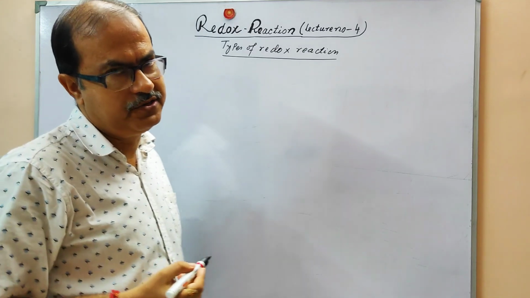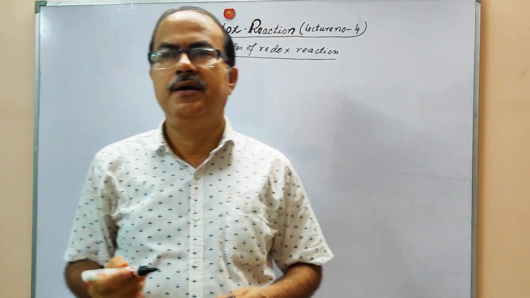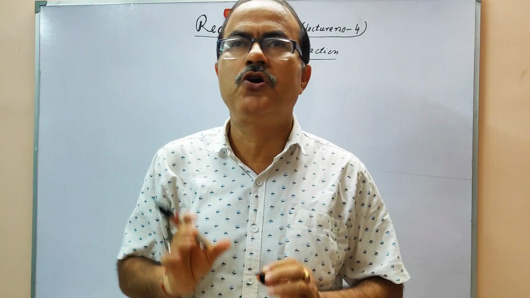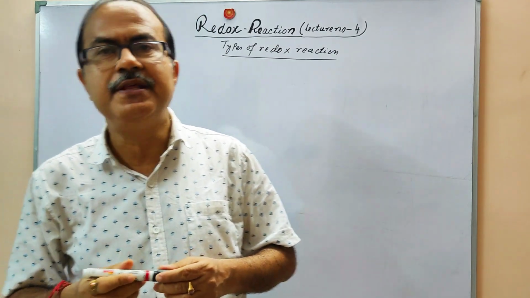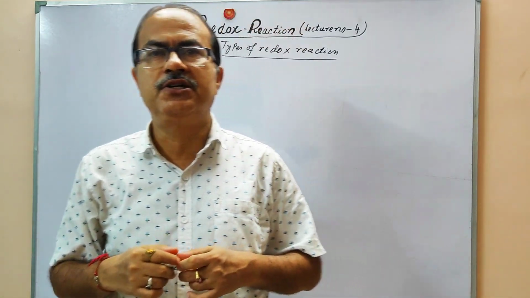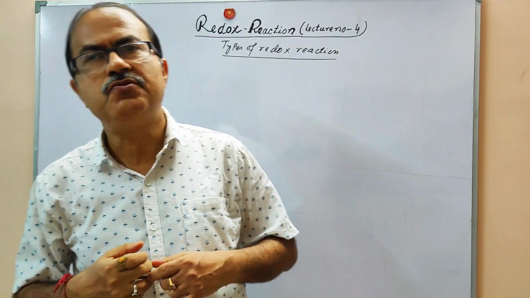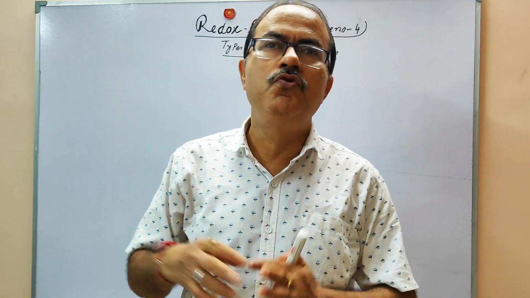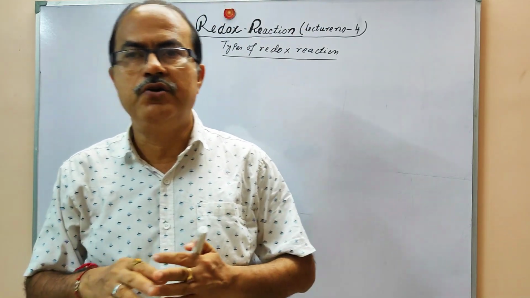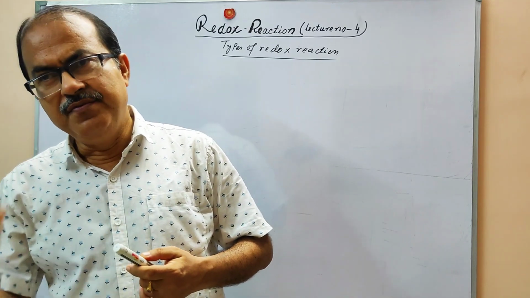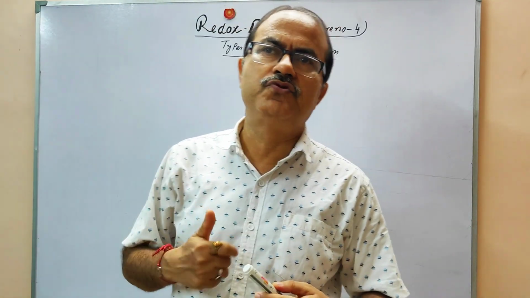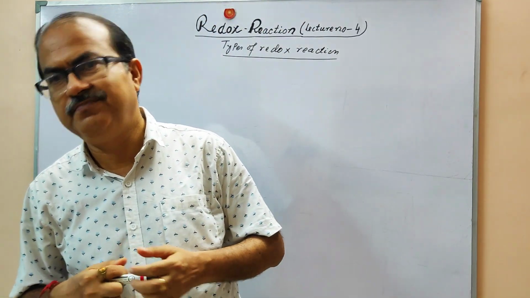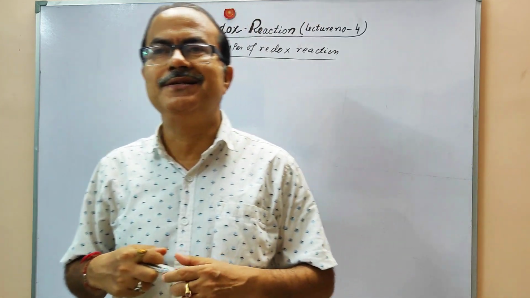We already know what a redox reaction is, or how the word redox has been framed. It basically comes from reduction and oxidation, because in these reactions both the reduction and oxidation processes are carried out simultaneously. That is why it is called the redox reaction. And there are basically 4 types of redox reactions that we are going to discuss in detail.